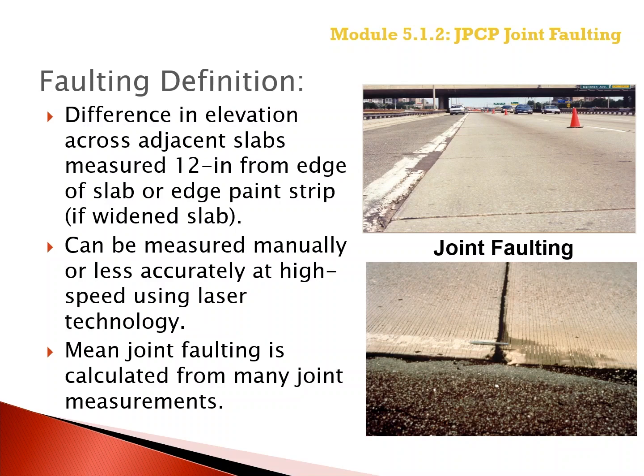Faulting is defined as a difference in elevation of the slab's edge across a transverse joint, which is measured about 12 inches from the edge of the slab. Faulting can be measured manually, which is more accurate, or using high-speed laser technology, which is becoming more common. The mean joint fault is calculated from measurements across multiple transverse joints within the analysis section.